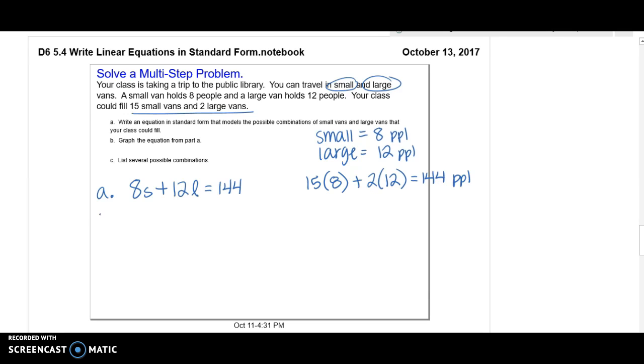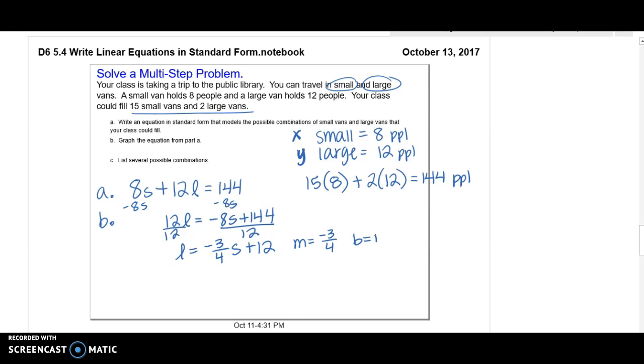Okay. B asks us to graph. Well, the only way we can graph this is if we get into y equals mx plus b. We're treating this as our x and this is our y. So we need to get our x over. So we're going to take 8s away. And we get 12L equals -8s plus 144. Divide by 12. We get L equals -8 over 12 is -3/4 s plus 144 divided by 12, which is 12. Okay, so here's my equation. My m is -3/4. My b is 12.